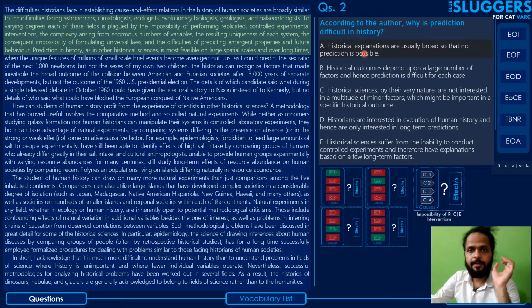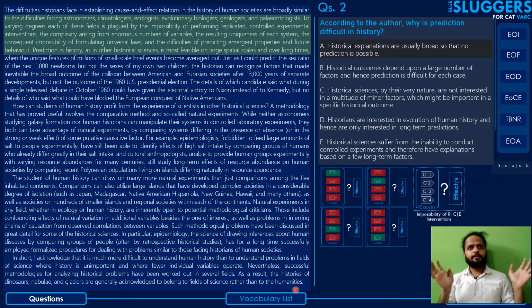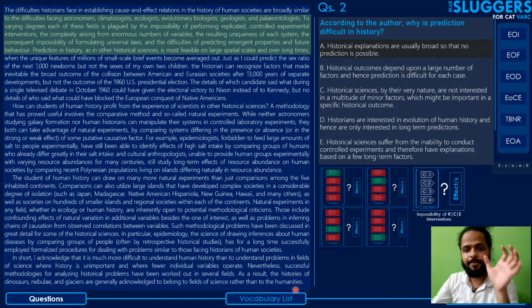The first one says prediction is difficult in history because historical explanations are usually broad so that no prediction is possible. So because historical explanations are broad, no prediction is possible. Well, why don't we just narrow down the historical explanations? In that case, will prediction be possible? No, the author hasn't linked historical explanations to anything here. So definitely incorrect.